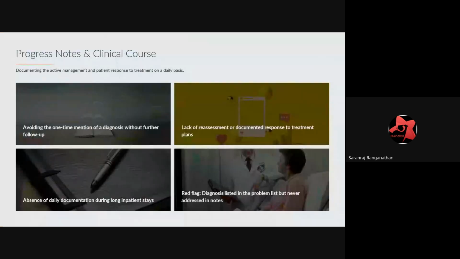Then next, if you see clinical notes, progression notes and clinical course. In the progression note: what type of treatment, what type of management, whether it is active or not, whether the diagnosis is done, whether an assessment is required, whether follow-up is required. This kind of progression note should be there.